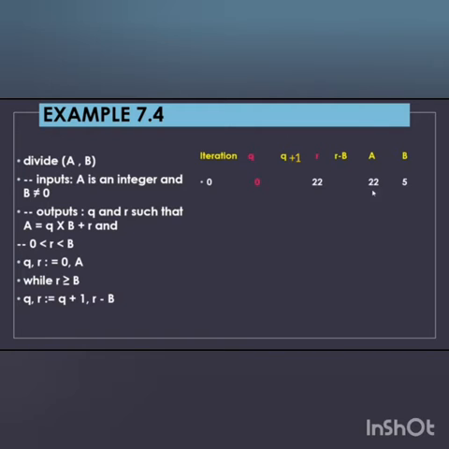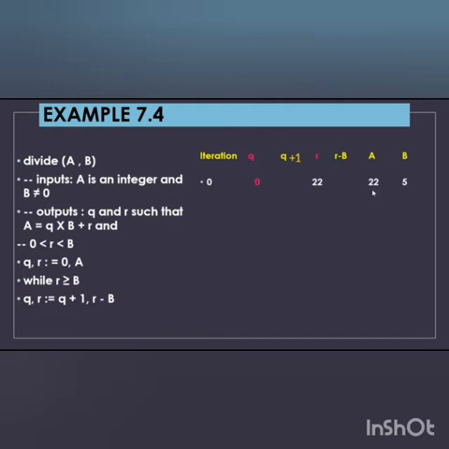So in the first step, the iteration value is 0, then the Q value is also 0 initially, and the remainder R is 22 because the A value is 22. Then the A value is 22 and the B value is 5. Here A and B are two input variables that do not change their values throughout the process. Then Q and R are two output variables that change their values in each iteration.